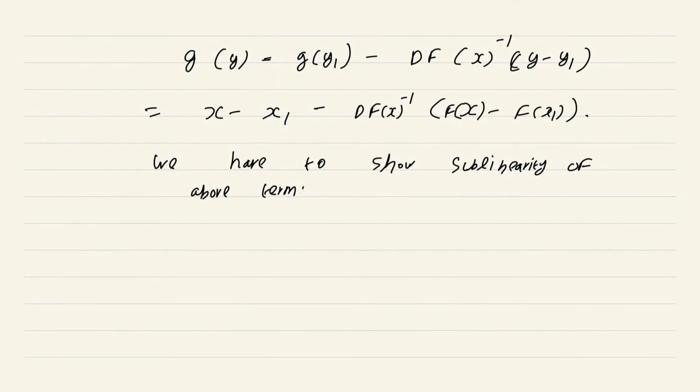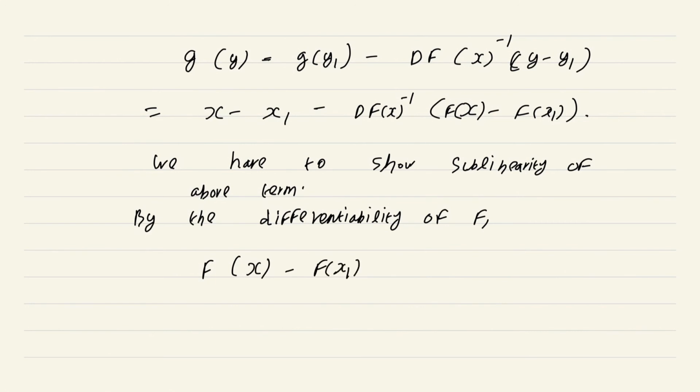Now, by the differentiability of f, we can write f(x) minus f(x1). This is the term that occurs as part of what we have to show. f(x) minus f(x1) is just df(x)(x minus x1) plus e(x minus x1). This is just coming from the differentiability of f, and e(x minus x1) is nothing but the error term. So what do we have to do? We have to now analyze this.